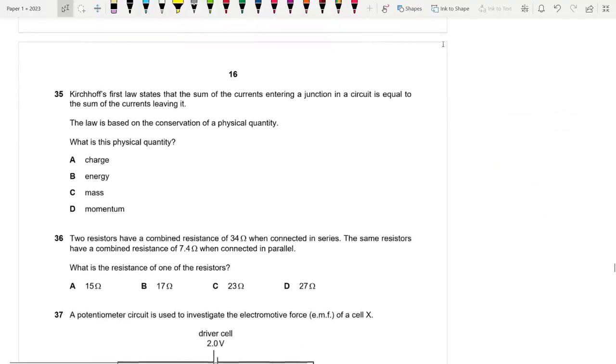35. Kirchhoff's laws, first law states that the sum of current entering a junction is equal to the sum of currents leaving it. The law is based on the conservation of a physical quantity. Okay, so it's based on the conservation of charge. This you have to memorize. Similarly, the second law deals with the conservation of energy.